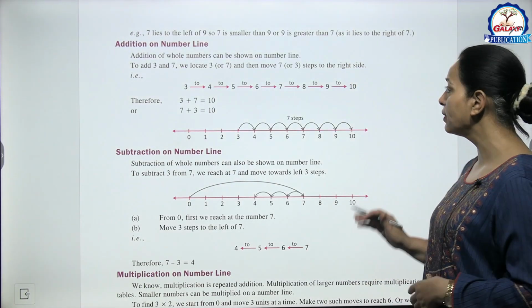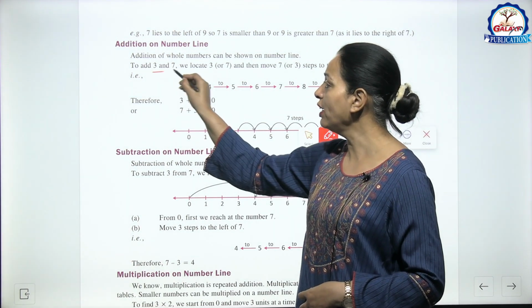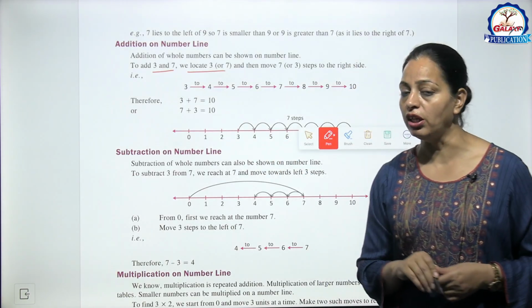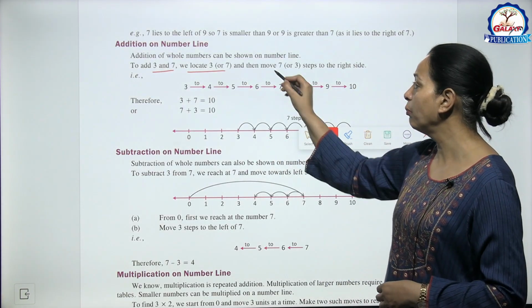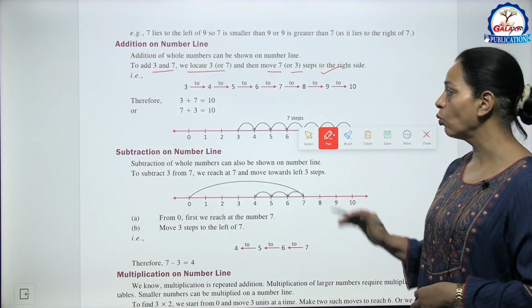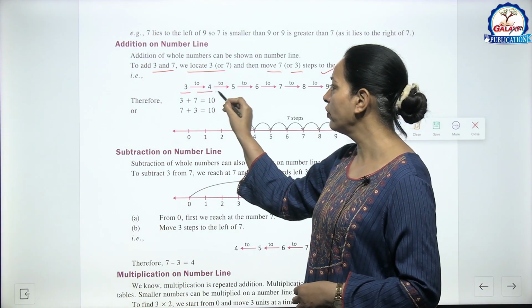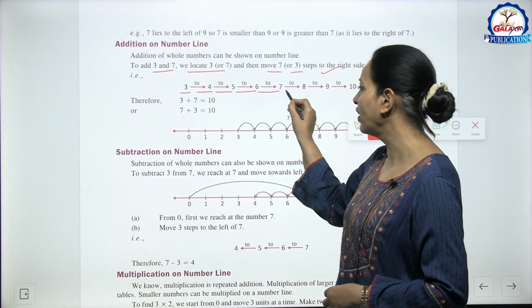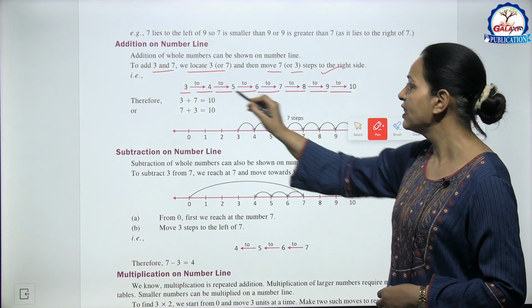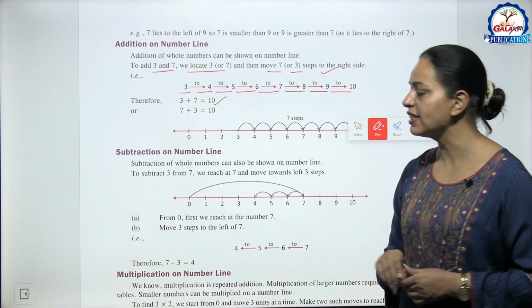Addition of whole numbers can be shown on the number line. So, to add 3 and 7, we locate 3 or 7 and then move 7 or 3 steps to the right side. See here, 3, then 4, then 5, then 6, 7, 8, 9, 10. 7 steps we are moving. So, 3 plus 7 is 10.